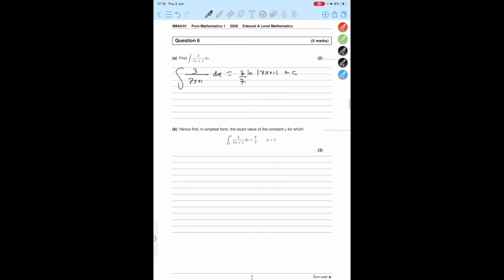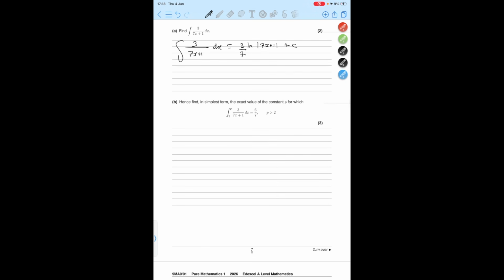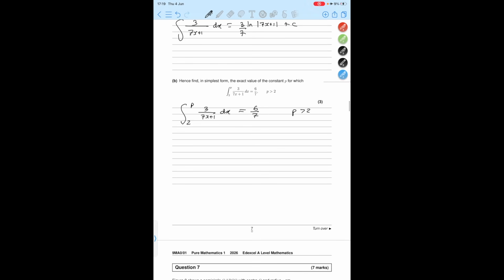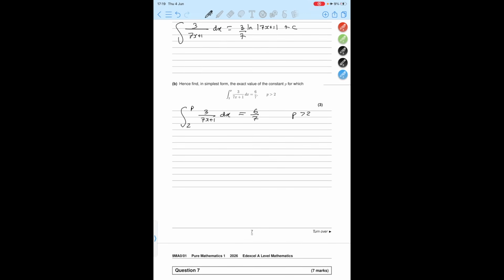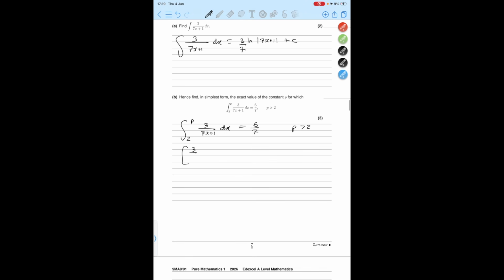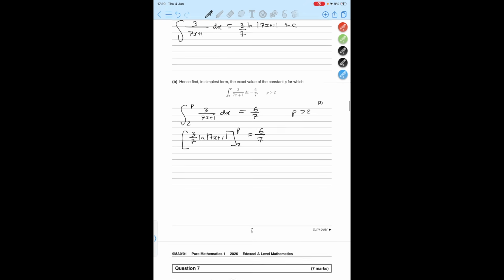Now find in simplest form the exact value of the constant p for which this integral is equal to 6 over 7. Yeah, there's no way they didn't do that on purpose. But anyways, so between 2 and p, 3 over 7x plus 1 dx equals 6 over 7. By the way, important to know that p is greater than 2, just in case we get 2 solutions. So we know that the integral of this is 3 over 7 ln 7x plus 1 between 2 and p is equal to 6 over 7, right?